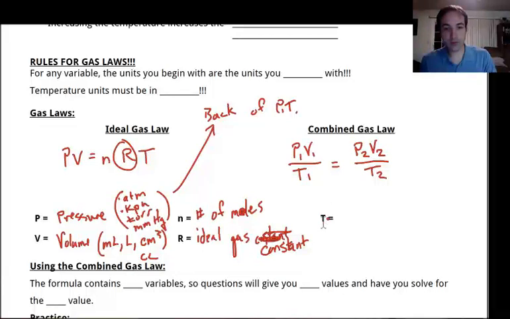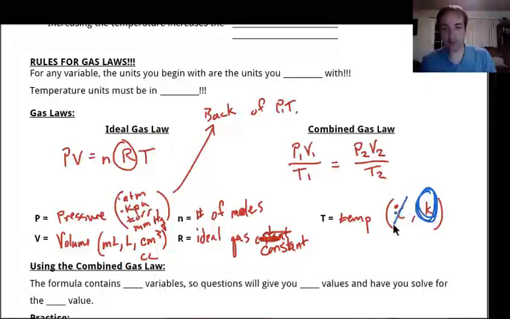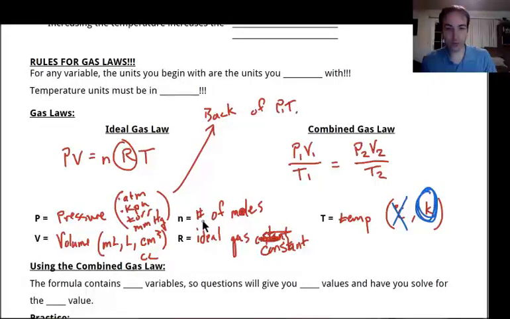And then the last one is T. We know what this is. This is the temperature, and we know that units of temperature are going to be degrees Celsius or Kelvin, but for gas laws it must be Kelvin. Okay, you can't use Celsius in your equations. Alright, so those are the gas laws. These are what the letters stand for.